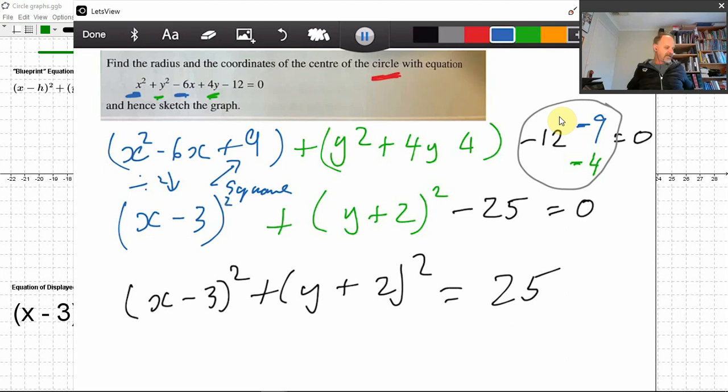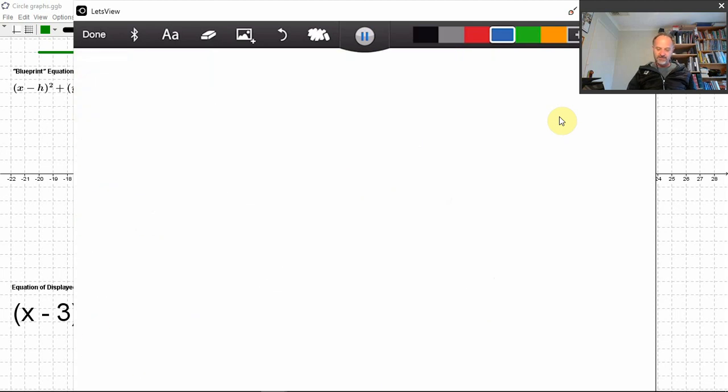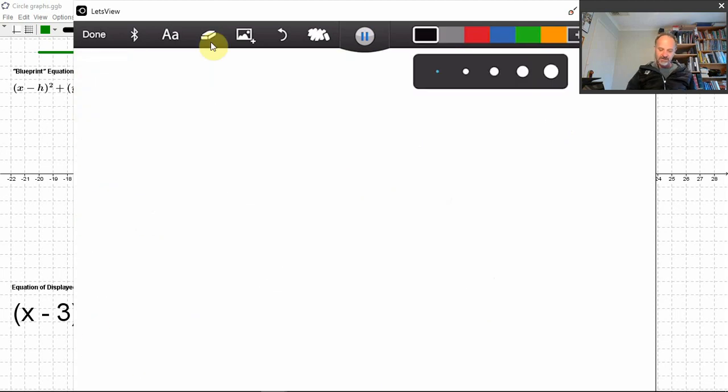All right, so there's our equation. So we know our centre would be at (3, minus 2). Our radius would be 5, and we can now sketch that. All right, so here we go.